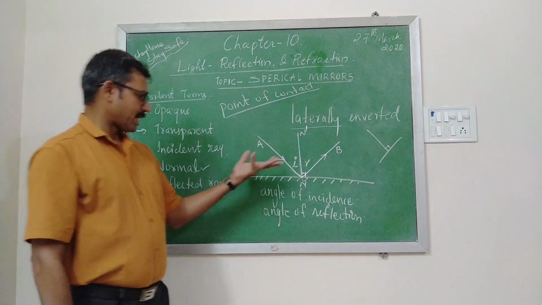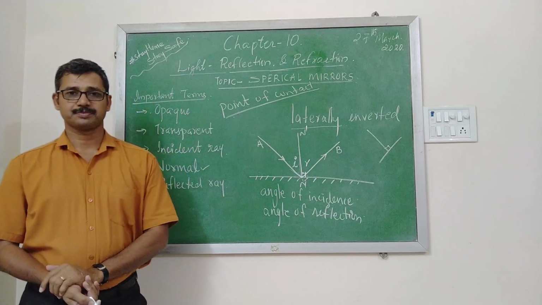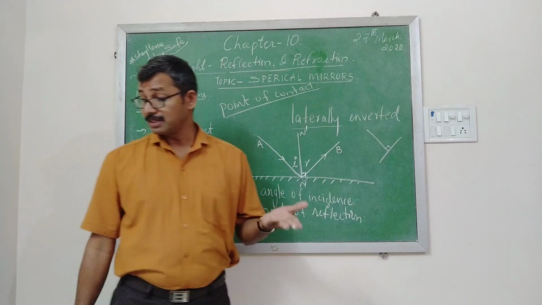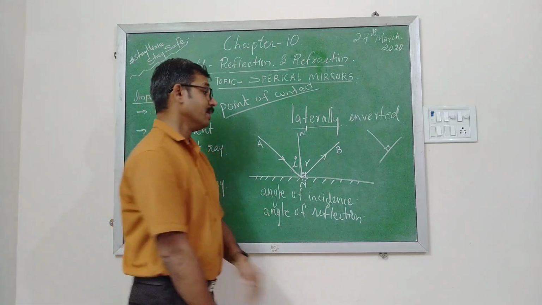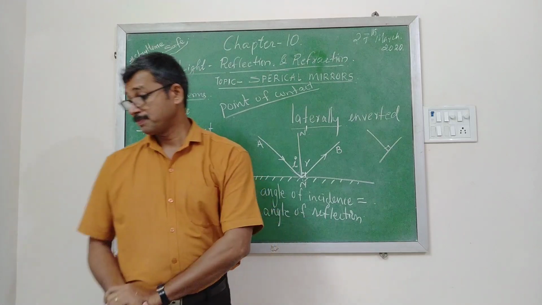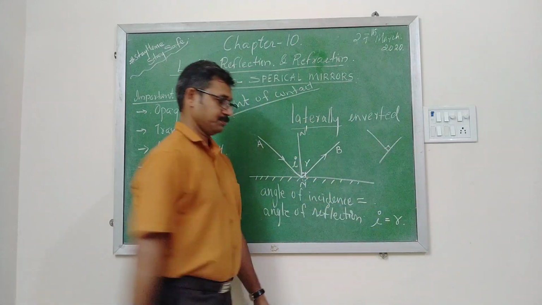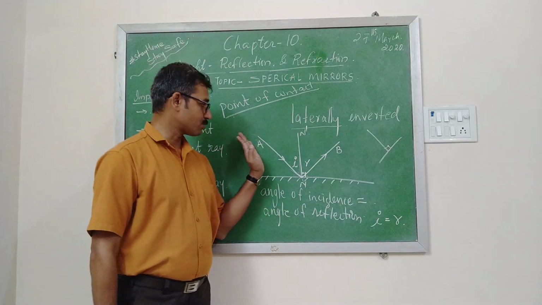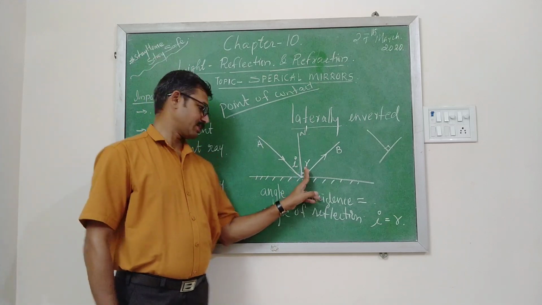Now you already studied the relation between the incident angle and the reflected angle. It is called the law of reflection: the angle of incidence is equal to the angle of reflection. We can say in terms, I is equal to R. That is the very important first law: the angle of incidence is equal to the angle of reflection. This is the first law.